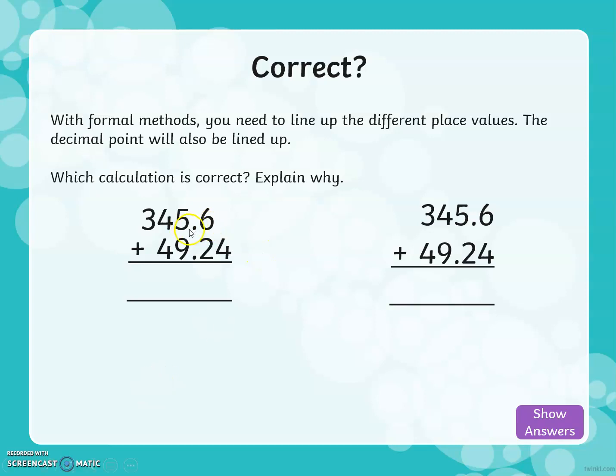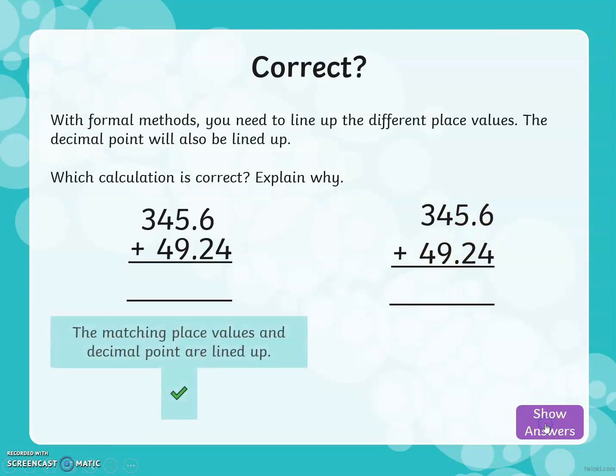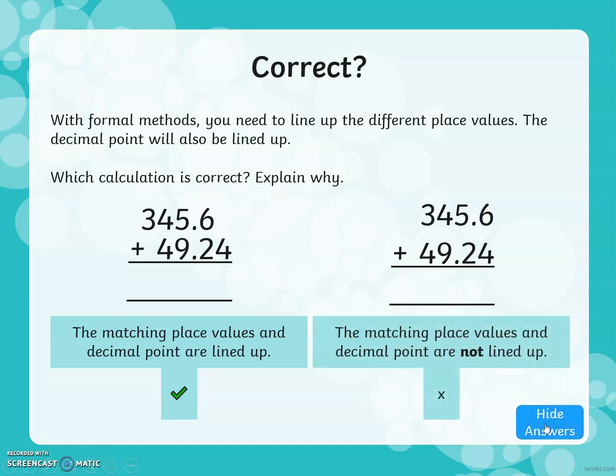You can see here the decimal point is perfectly underneath the next decimal point, and then it will go underneath here. And the 345.6 here, of course, is wrong because they are not in the same place. The matching place values and decimal point are lined up. They are not lined up in the second one.